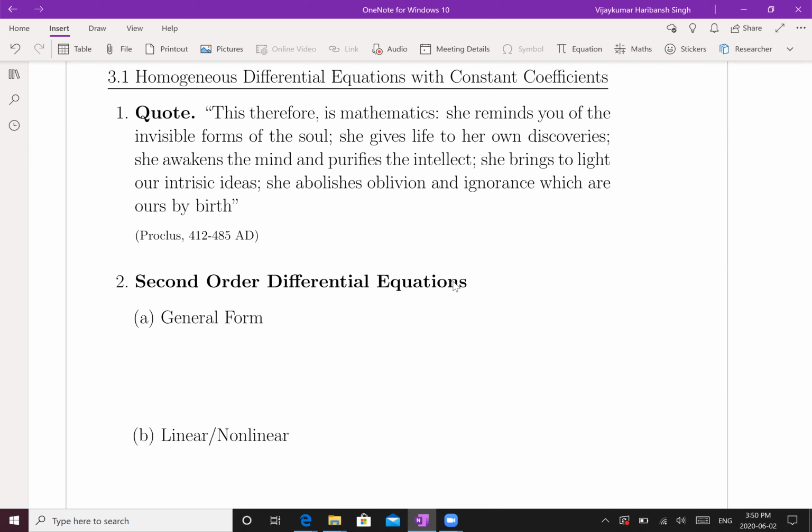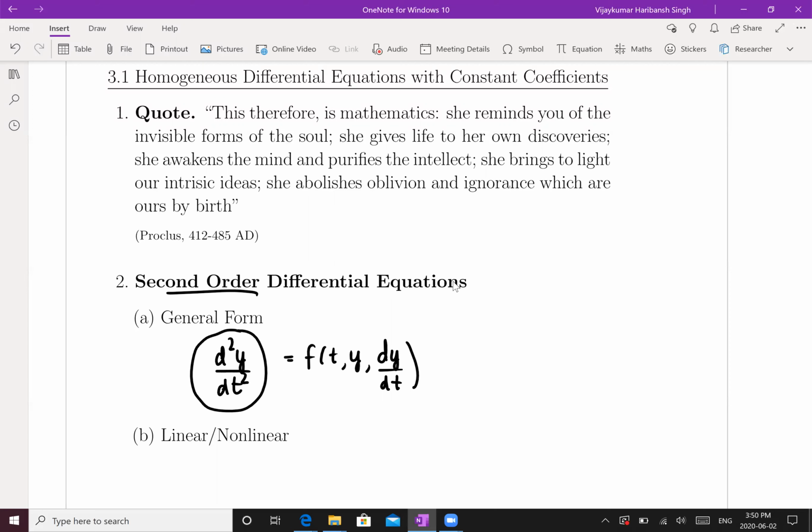What is a second order differential equation? The general form of a second order differential equation is given by d square y by dt square equals f of t, y, and dy by dt. The second order comes from the fact that you have d square y by dt square.